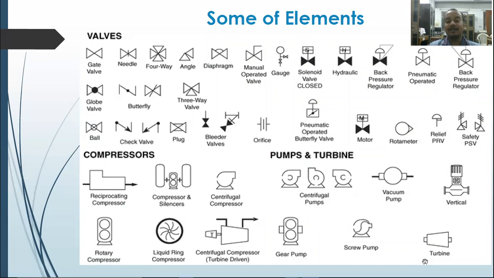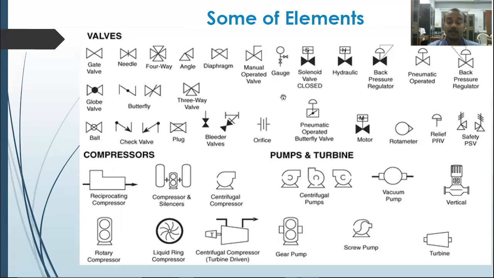Now, a very important discussion of this particular part of the P&I diagram is we are giving you an idea about some of the elements and how they can be represented symbolically. So here, as I already mentioned to you, we have different types of valves in practical industries. If it is a gate valve, a needle, a four-way, angle, diaphragm, or manual operated valve, different types of valves are represented in a different way. If it is a globe valve, a butterfly, or three-way valve, different valves are represented with different symbolic representations standardized by ANSI and ISA.